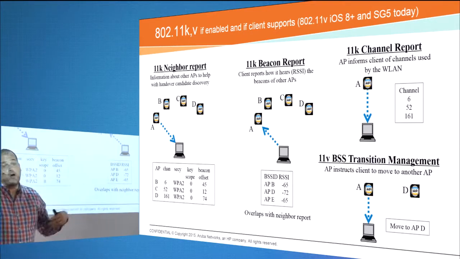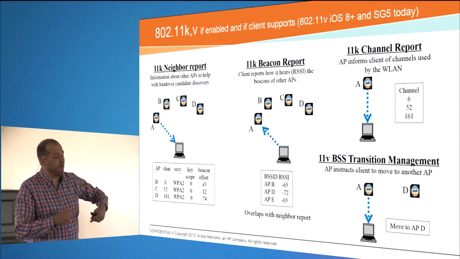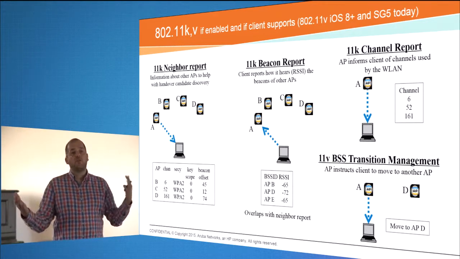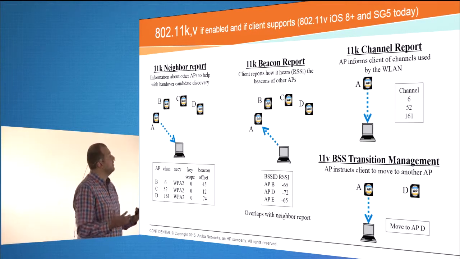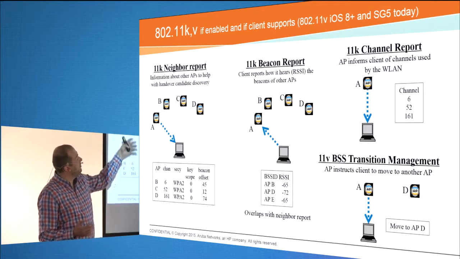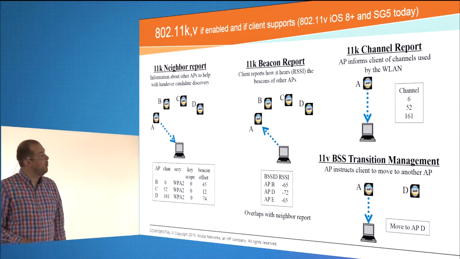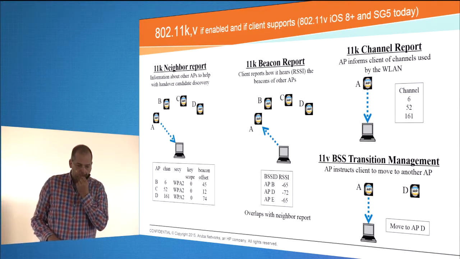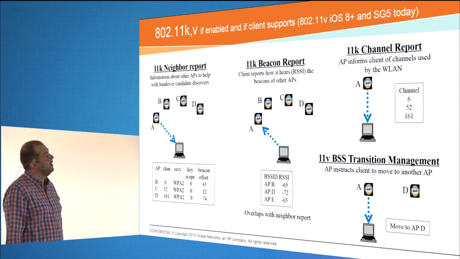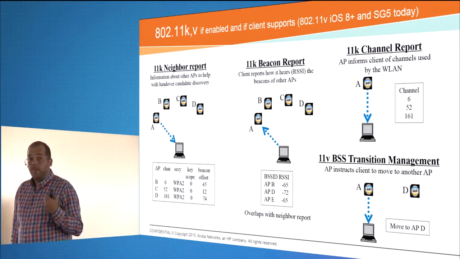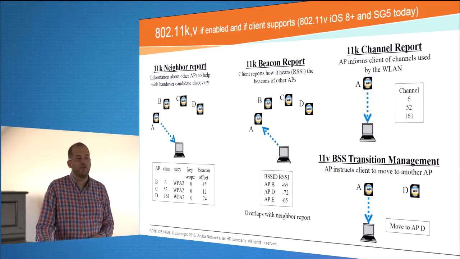The second one is the other way around. So the client can tell the access point or the network, I can see these access points. If the network has that information, it can combine it with its own topology and improve the information of where clients should go. And 11k can also tell which channels are used by the wireless LAN, which is important in DFS because many clients will not probe for DFS channels automatically.